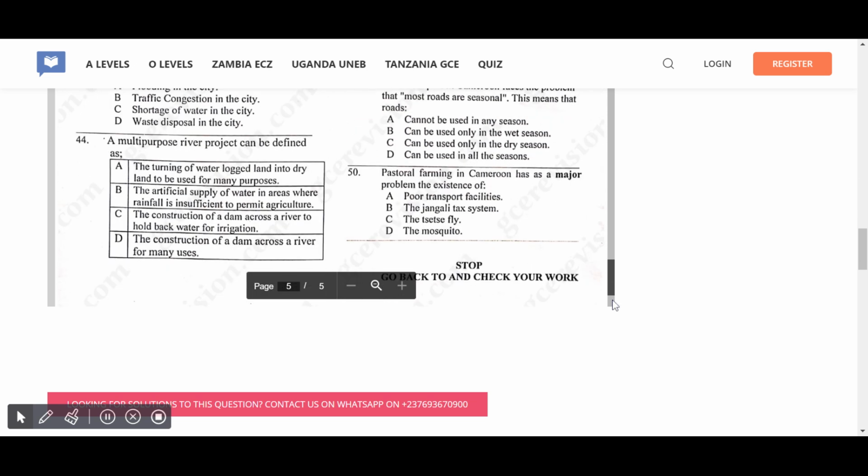Question 50. Pastoral farming in Cameroon has as a major problem the existence of... The answer is A. Poor transport facilities.